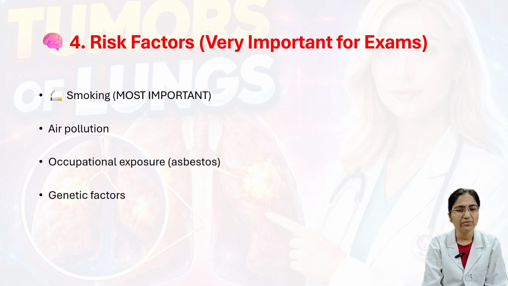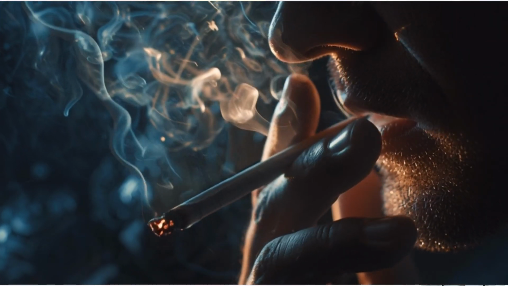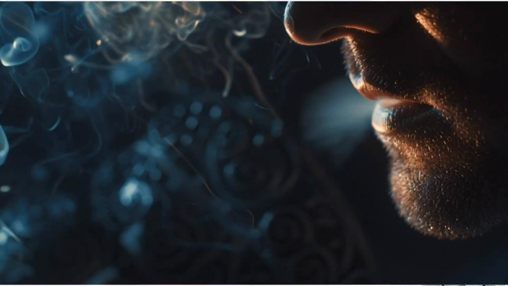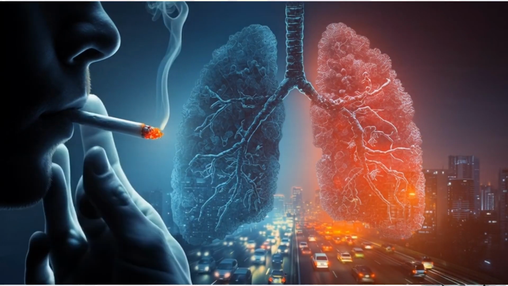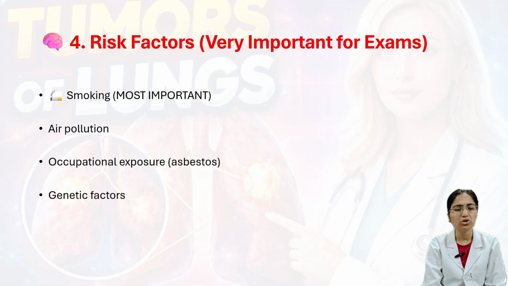We'll see the risk factors. Smoking is the most important thing, and then air pollution and also occupational exposure, that is asbestos. It's a fiber that permanently lodges in the lungs or in the abdominal tissue, and some genetic factors are included.